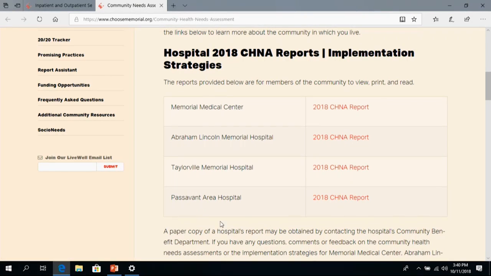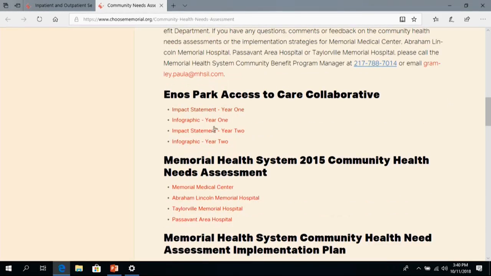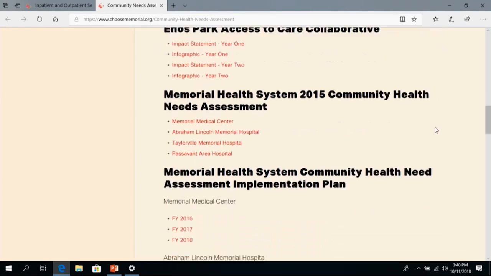This is our 4 hospitals. This is the detailed report on what we just did for our 2018 needs assessment. By November 30th, we will be adding another box here, and it will include our implementation strategy. So if you're curious about what we did, how we did it, why we did it, it's there. And then the rest of this, I have some information on Enos Park, the collaborative, the impact statements are there.